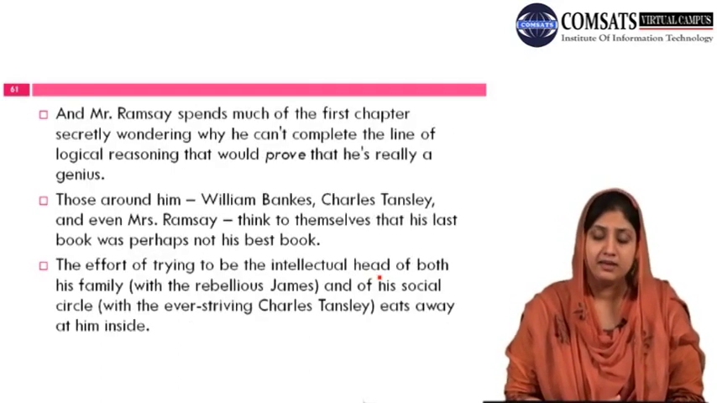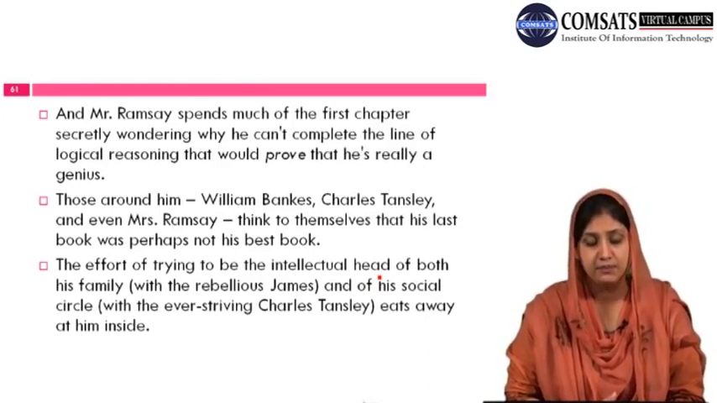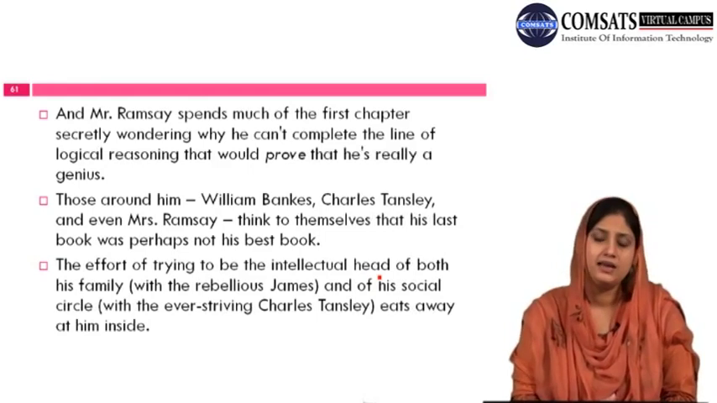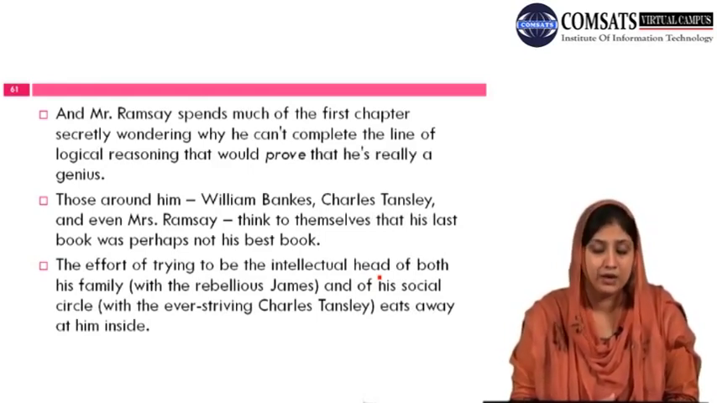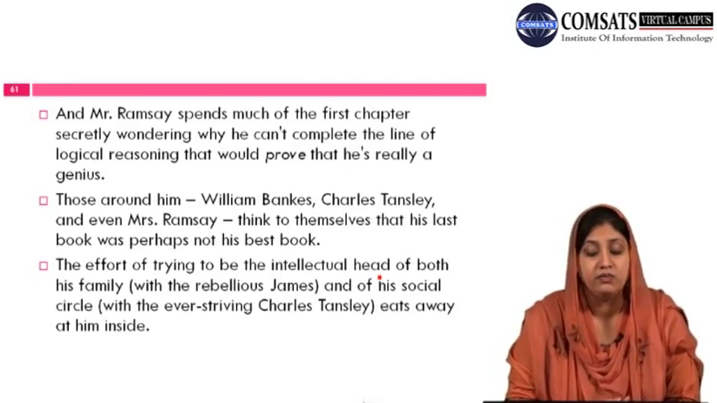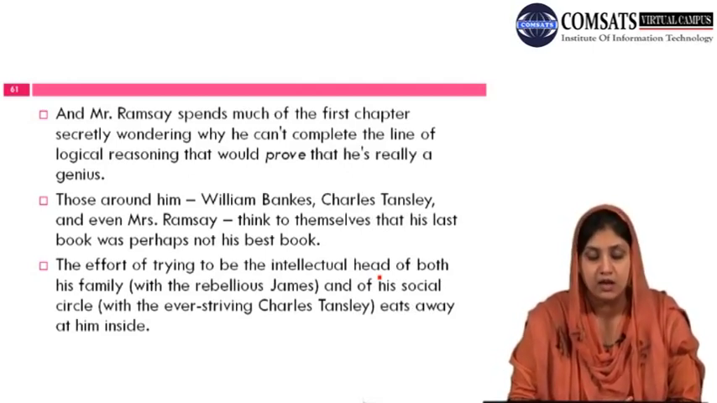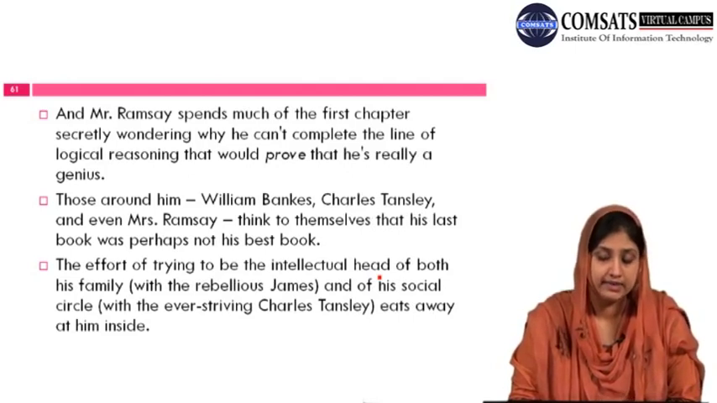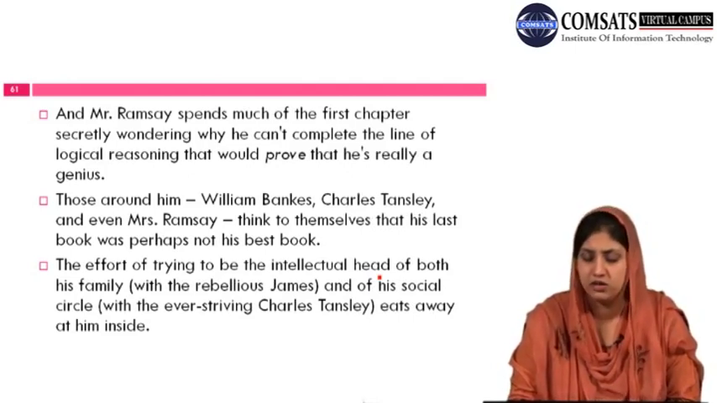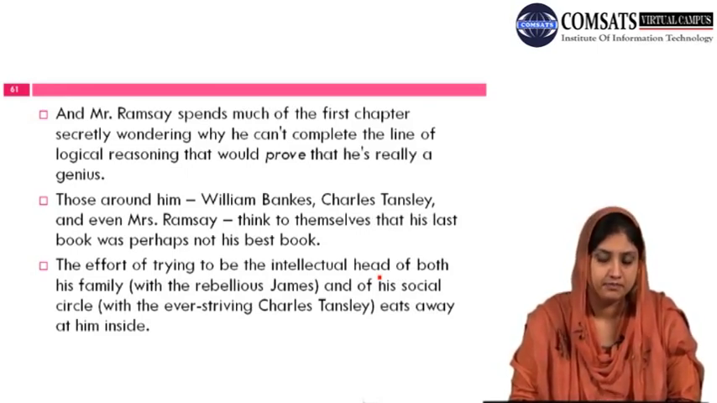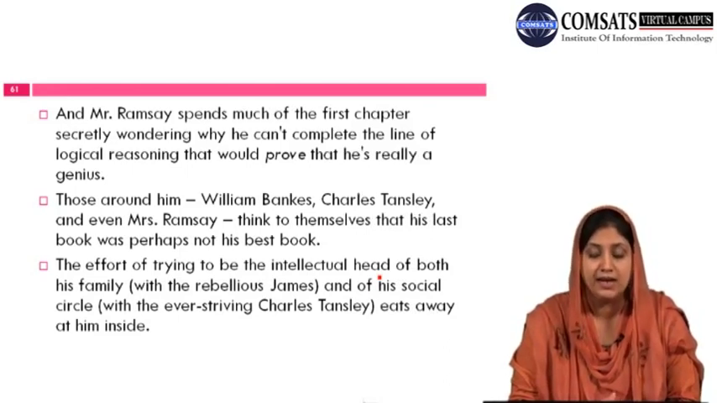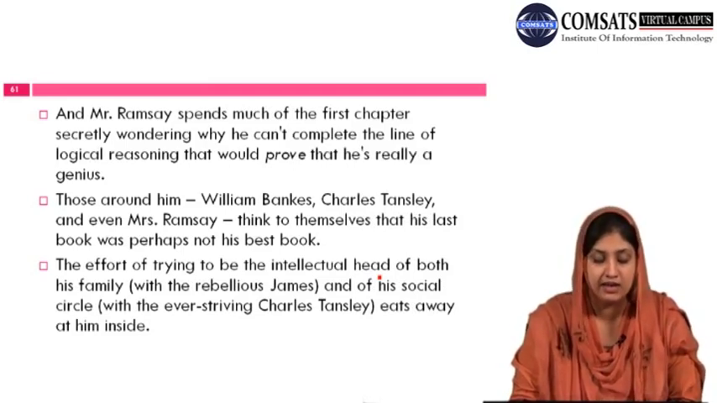And Mr. Ramsey spends much of the first chapter secretly wondering why he can't complete the line of logical reasoning that would prove that he is really a genius. Those around him, William Banks, Charles Tansley, and even Mrs. Ramsey, think to themselves that his last book was perhaps not his best book. The effort of trying to be the intellectual head of both his family, with the rebellious James, and of his social circle, with the ever-striving Charles Tansley, eats away at him inside.